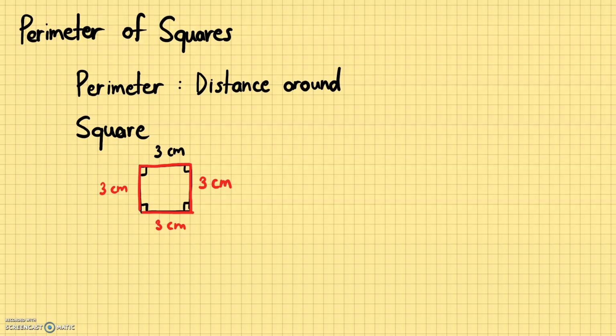That's the property of a square. You can find all the sides of the square if you just know one side. So when you're finding the perimeter of the square, you're just adding up all these sides, right? 3 plus 3 plus 3 plus 3. And that's going to be 12 centimeters.